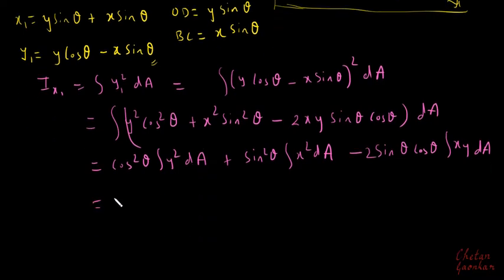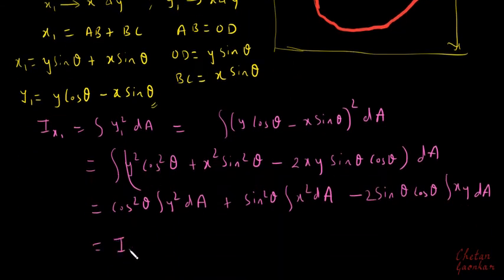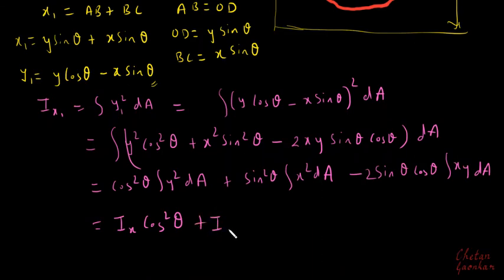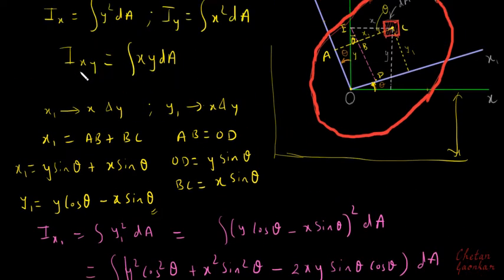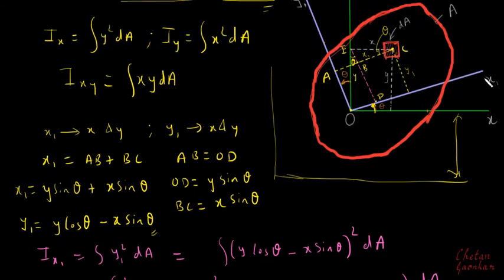Then from here we know that integral of y square dA is nothing but Ix. So this will be Ix cos square of theta. Integral of x square dA is nothing but Iy, that is the moment of inertia about y-axis. So this will be Iy sine square of theta. And then we have minus 2 times integral of xy dA, which is nothing but the product of inertia about the axes x and y. So this will be 2 times Ixy sine theta cos theta. So this is nothing but Ix1, that is the moment of inertia about the new axis x1.